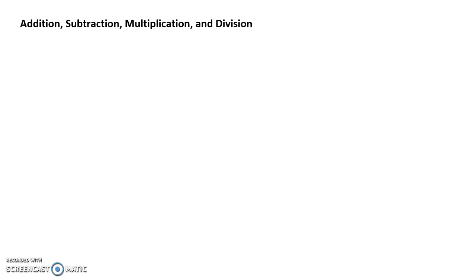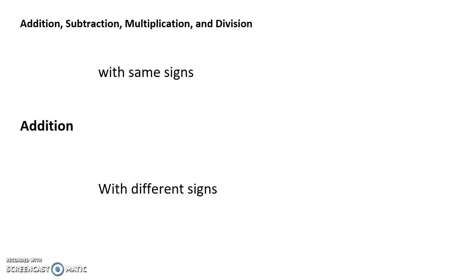In this video, we'll talk about the 4 operations: addition, subtraction, multiplication, and division with negative numbers involved. Let's start with addition. If we're adding 2 numbers, there are 2 cases. Either the 2 numbers have the same signs, or the 2 numbers have different signs.